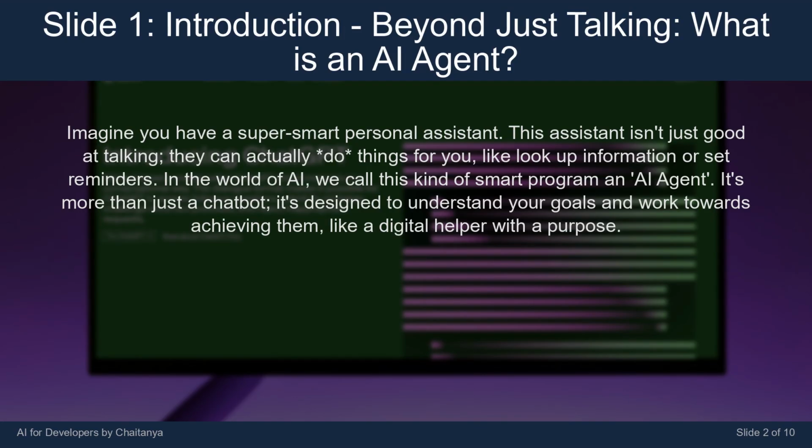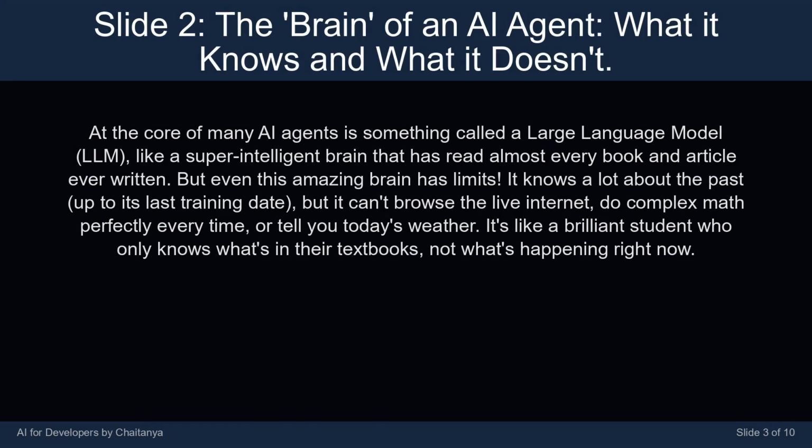In the world of AI, we call this kind of smart program an AI agent. It's more than just a chatbot. It's designed to understand your goals and work towards achieving them, like a digital helper with a purpose. At the core of many AI agents is something called a large language model, LLM, like a super intelligent brain that has read almost every book and article ever written.